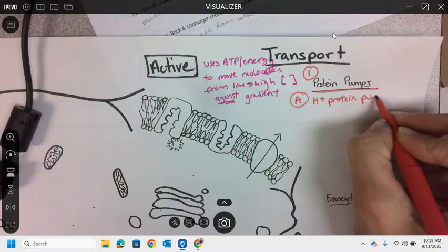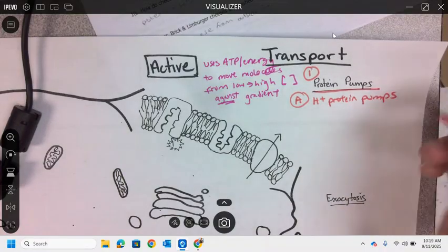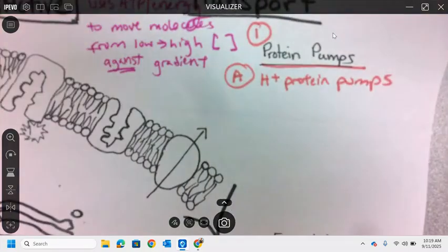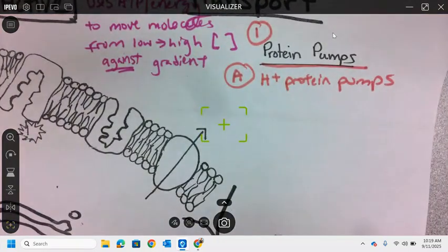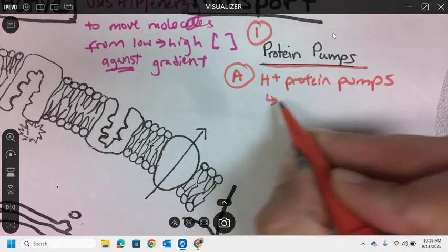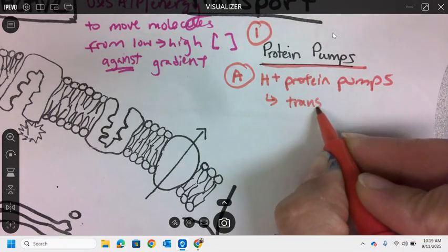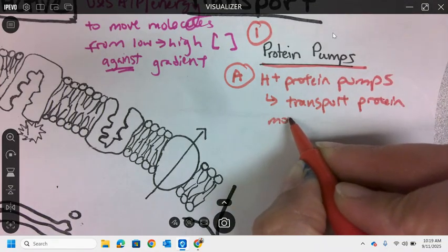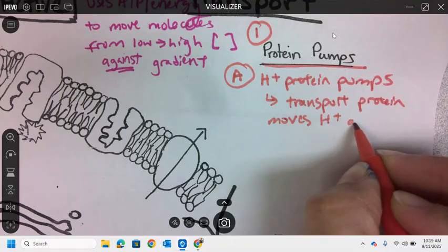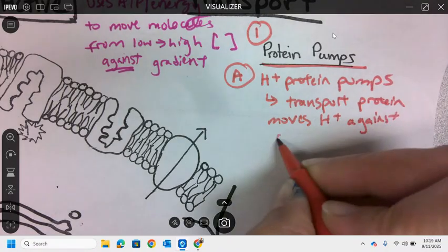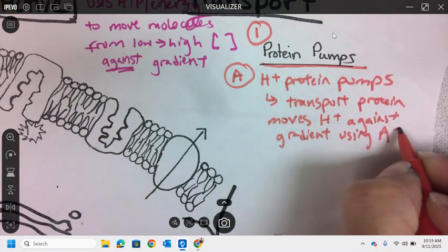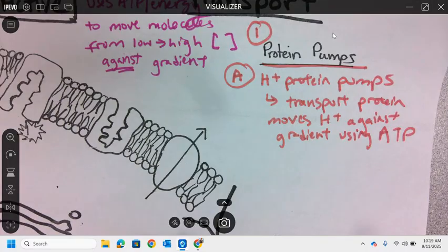These are often used, especially in cellular respiration and photosynthesis. Let me zoom in a little bit. In proton protein pumps, this transport protein moves protons, moves H+, against the gradient using ATP. And we'll use this picture right here as our example.